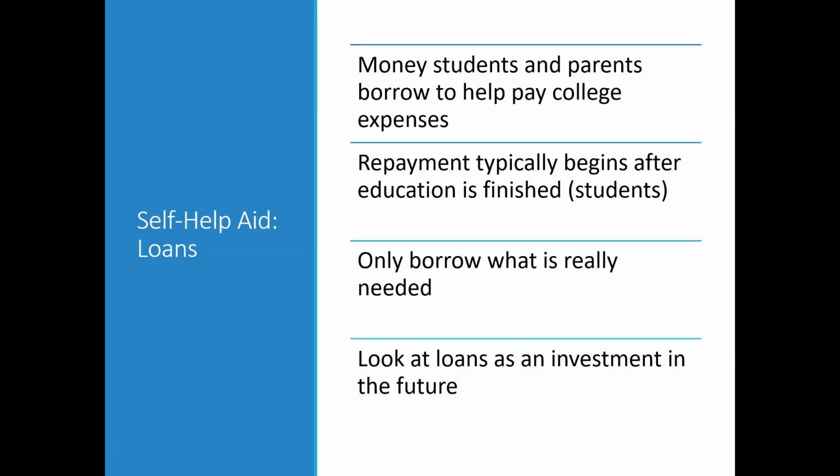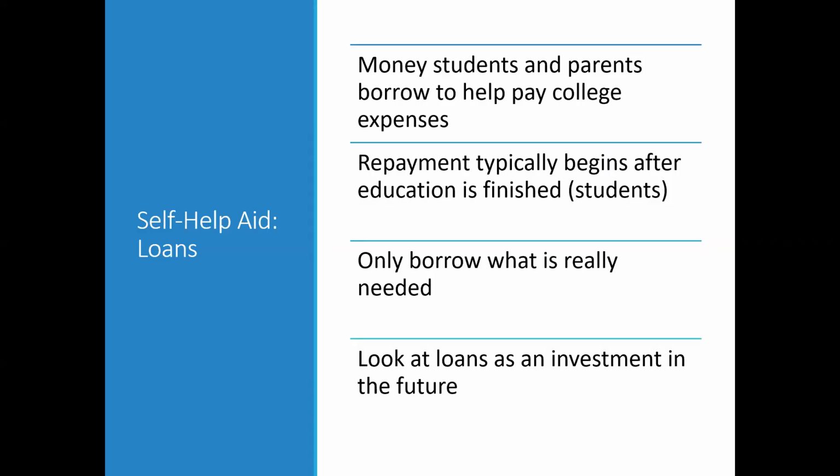There's also self-help aid, and we'll talk about loans first. Loans are money that students and parents may borrow to help pay for college expenses. Repayment typically begins after the education is finished. For the students, parent loans may have different repayment options. Only borrow what is really needed.